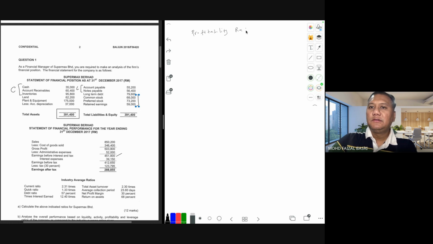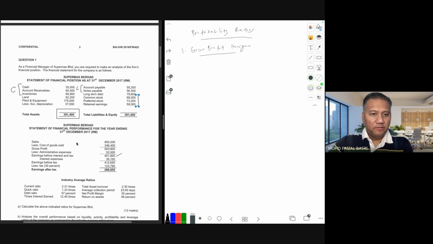So now go back to profitability. Profitability ratios. So ada 6 ratio, so boleh muat kat sini. So the first one, gross profit margin. Okay, gross profit margin. So if you look at the income statement, you can see there are 3 levels of profit. So the first one is gross. Gross profit adalah level yang pertama.